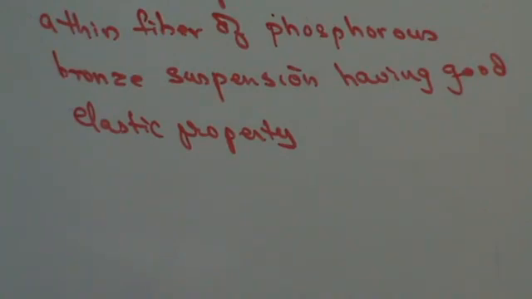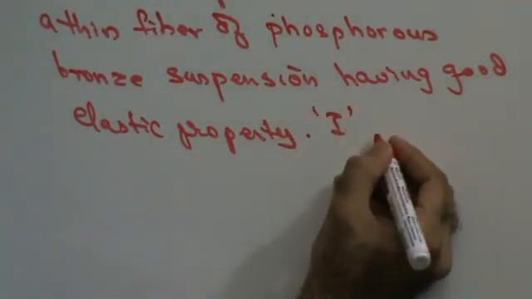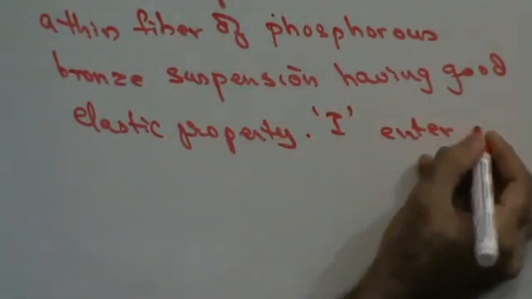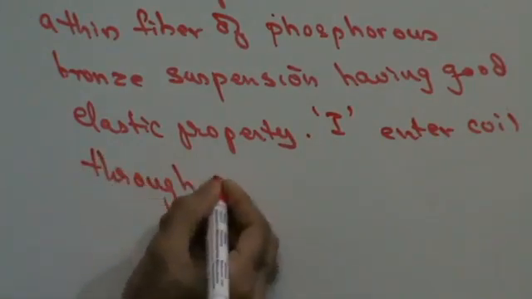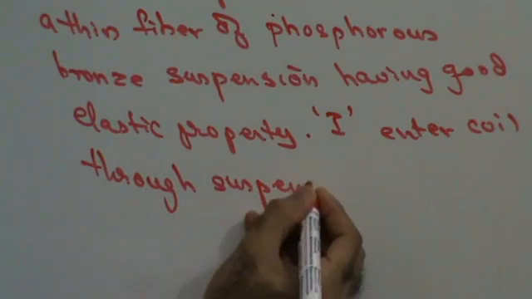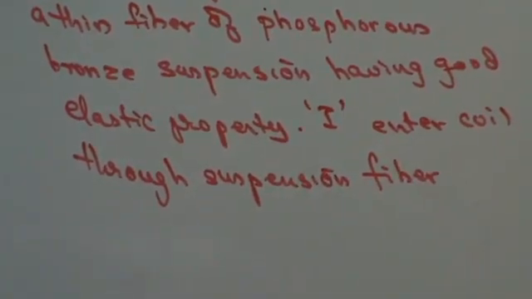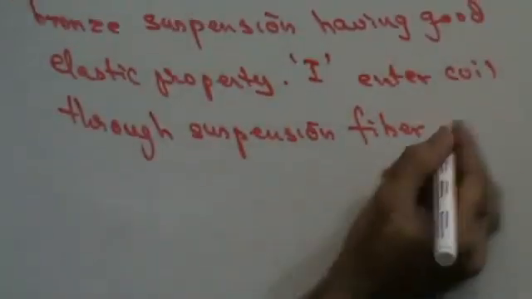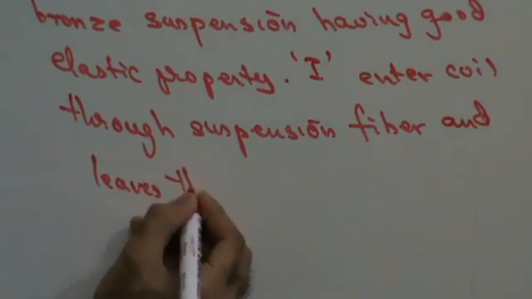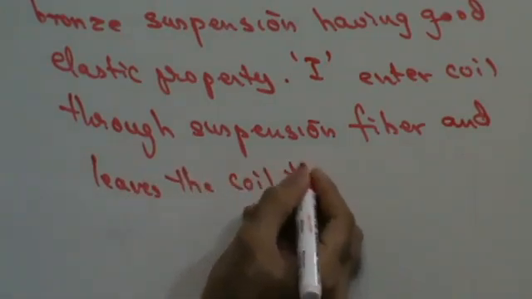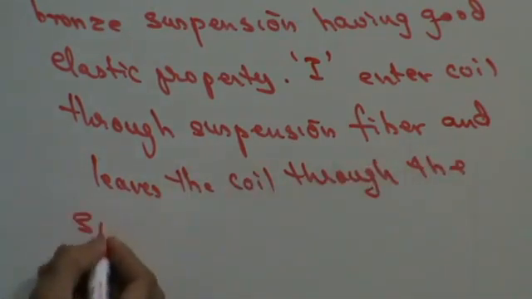Right, the current enters the coil through the suspension fiber and leaves the coil through the spring attached at the other end.